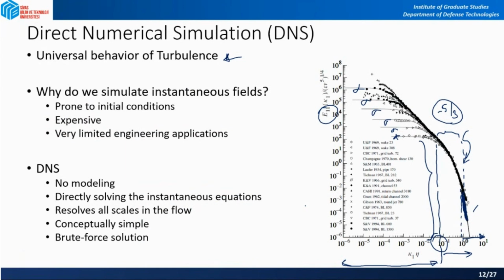So when you do a DNS type of study, basically you are resolving all the scales, meaning that from the largest scales, if you remember, we said integral length scales that are energetic and provide energy to turbulence, all the way to smaller scales, which we call Kolmogorov scales, where we have dissipation. Dissipation, what does it mean? The energy dissipates into heat. So you will resolve all of them. You have to resolve everything.